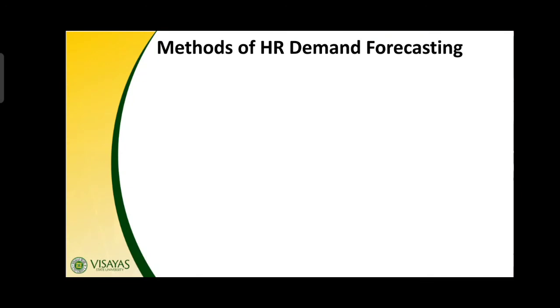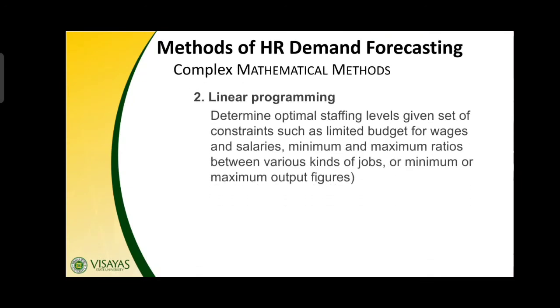So next, class, is the linear programming. So, si linear programming, class, this determines optimal staffing levels given a set of constraints such as limited budget for wages and salaries, minimum and maximum ratios between various kinds of jobs, or minimum or maximum output figures. So, unsa man ni siyang linear programming?